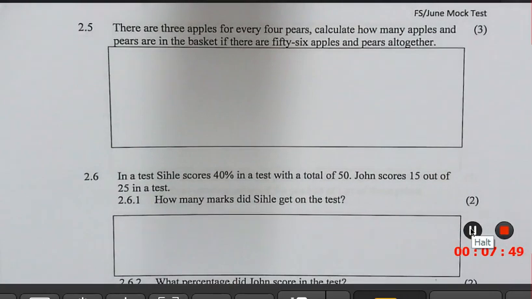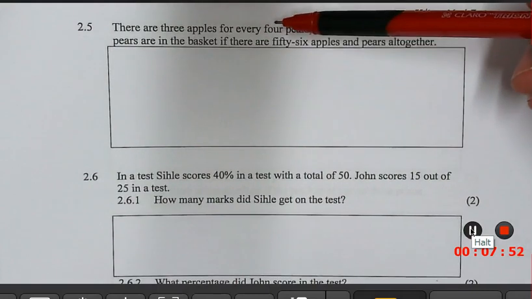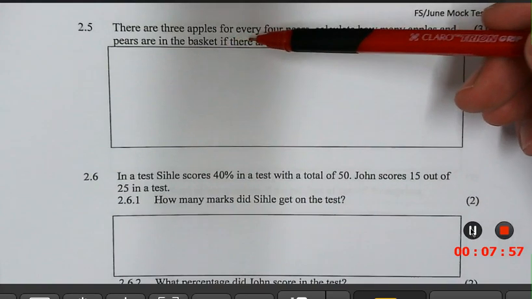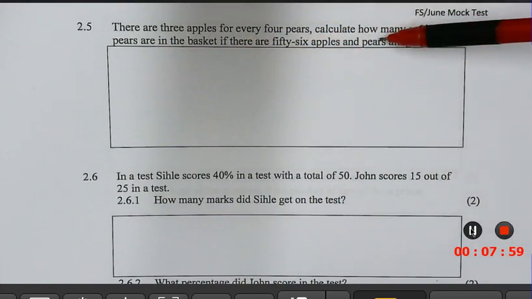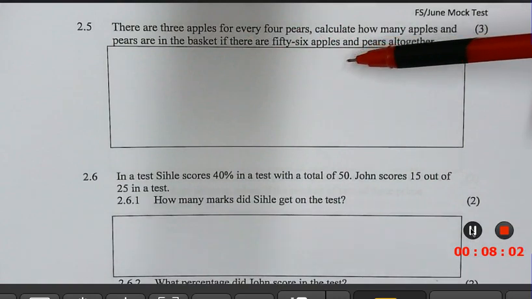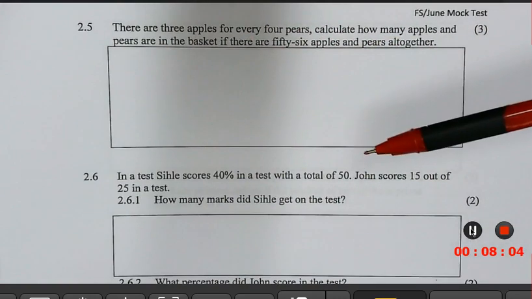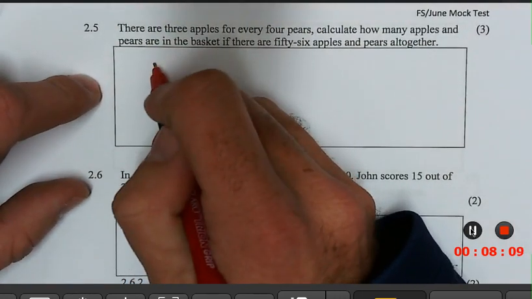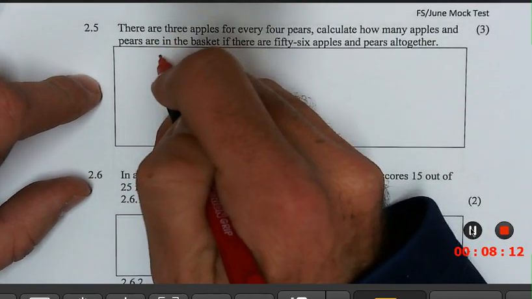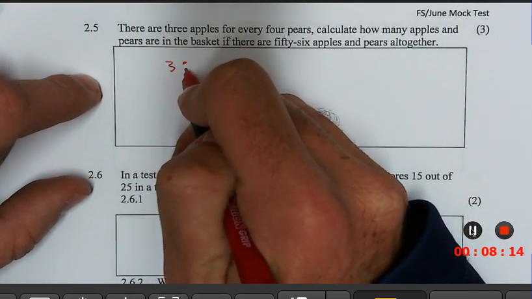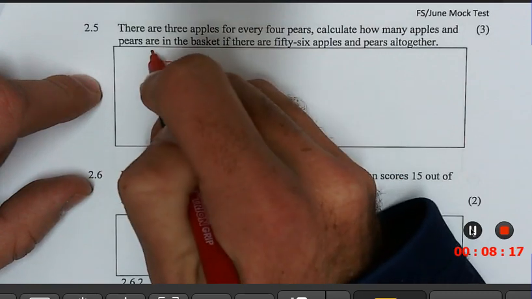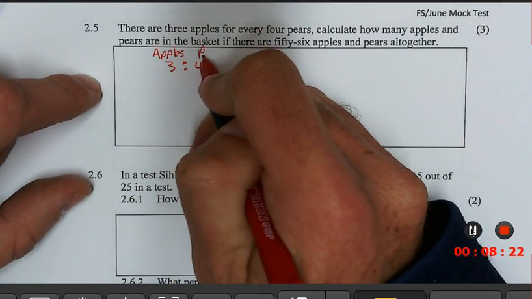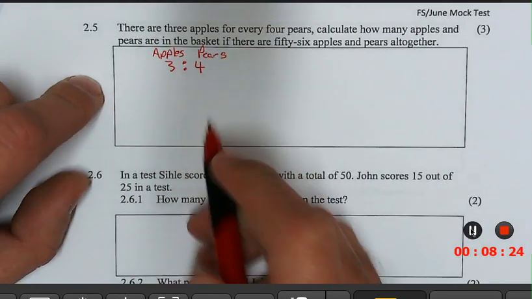Okay, boys and girls, on the next page, 2.5: there are 3 apples for every 4 pears. Calculate how many apples and pears are in the basket if there are 56 apples and pears all together. So we have the total. We need to work out how many are apples and how many are pears. Just going to write here quickly, so it's a basic ratio sum. Okay, for every 3 apples, we have 4 pears.